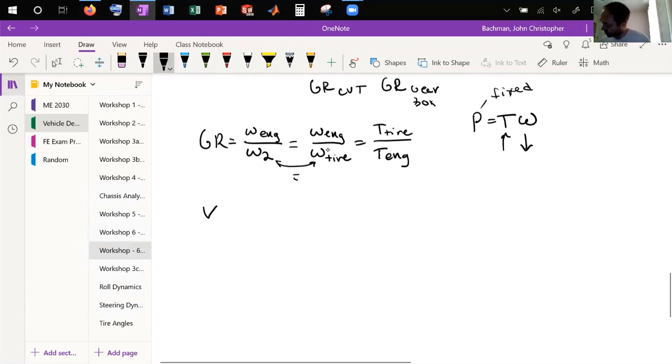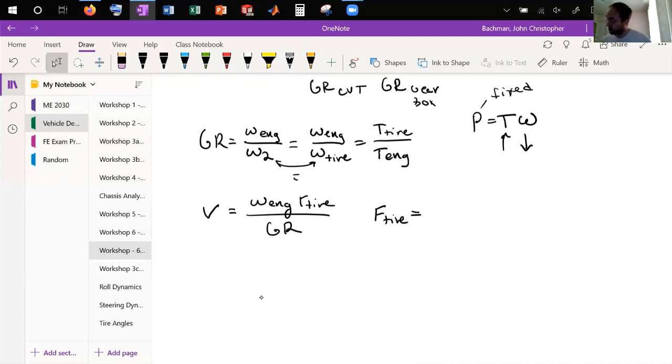So we know our velocity is going to be equal to omega of our engine times the radius of our tire over our gear ratio. And keep in mind that's the total gear ratio. So you can see even the selection of the gear ratio doesn't matter unless you have fixed your tire, right? So it's really the ratio of those two that matters. And you'll see the force on the tire equals the torque on the tire over the radius of the tire.